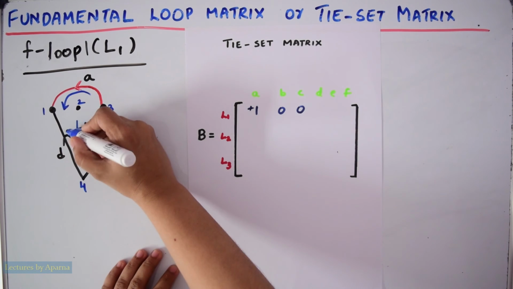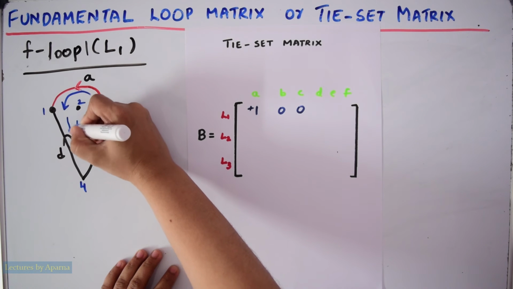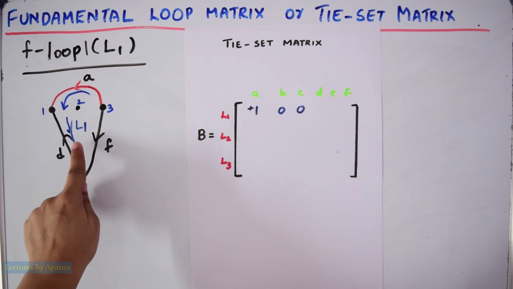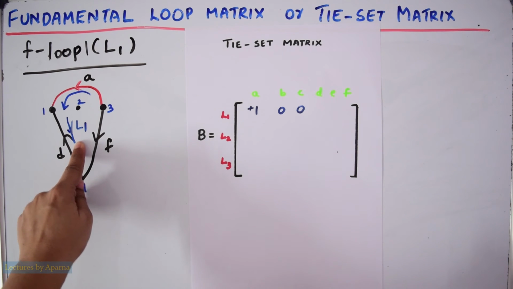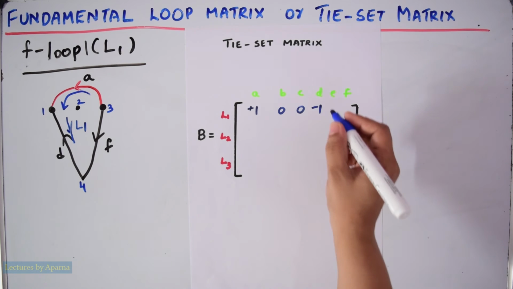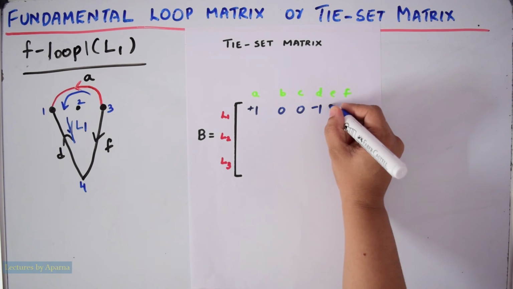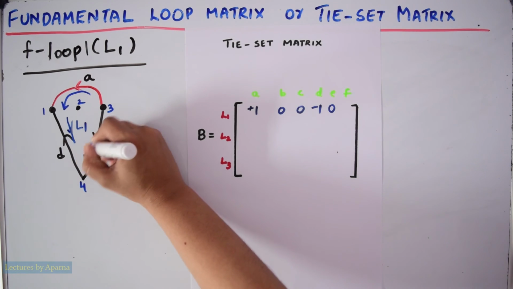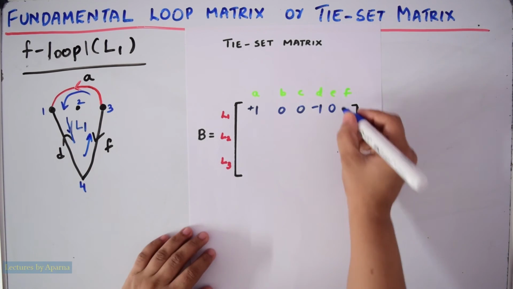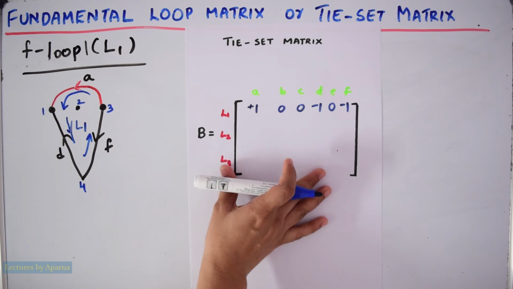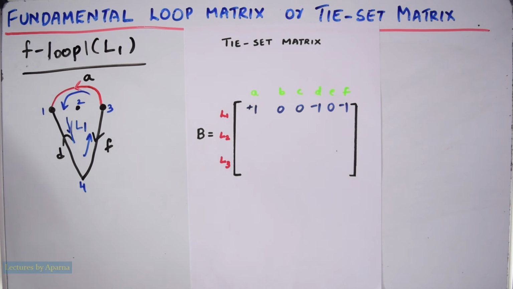Branch D, the loop direction is like this. Branch D is in the opposite direction of this loop direction. So put -1 here. Branch E is not there. So put 0 here. What about branch F? The loop direction is like this. Branch F is in the opposite direction. So put -1 here. Like this, we have to fill for L2 and L3 also.